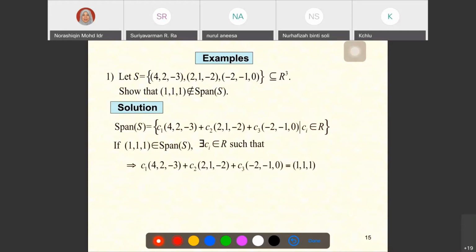But doctor, if they said it is not in the span of S, which means they ask us to prove that, right? Yeah, the question asks you to prove that. That means we cannot find the C's. So, can we find the C's then? I don't think so. So that means you should not get the C's, because it asks you to show that it is not in the span of S. So let's try.